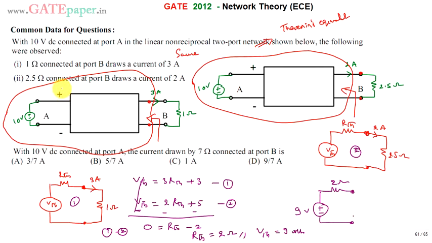Now we go for the actual question. With 10 volts DC connected, that is the same circuit. Now port B is connected with 7 ohms. What is the current drawn by this? The current is simply 9 divided by 2 plus 7, which is 9 by 9, which is 1 ampere. So the right answer for this question is C, 1 ampere.